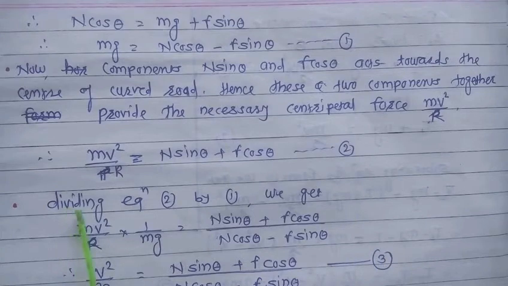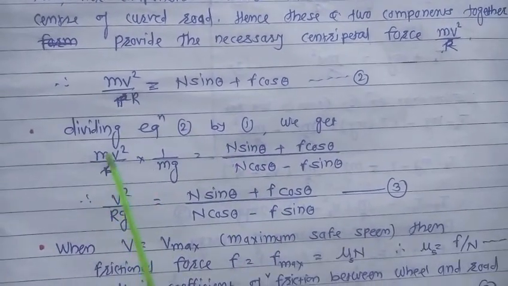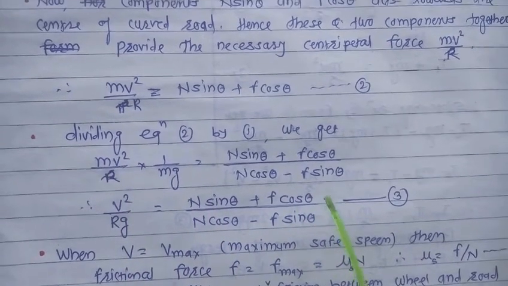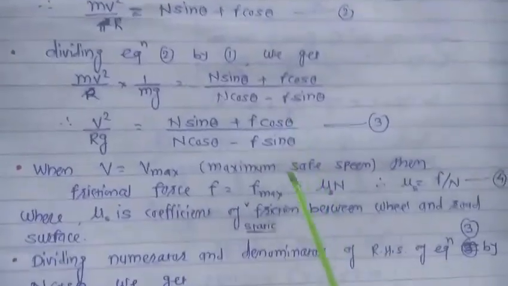Now dividing equation 2 by 1. How to divide? Divide the LHS of equation 2 by LHS of equation 1, that is mv square upon r divided by mg, equal to dividing the RHS of equation 2 by RHS of equation 1. Now here m will get cancelled. Therefore what remains on the left hand side? v square upon rg, and the right hand side is as it is.